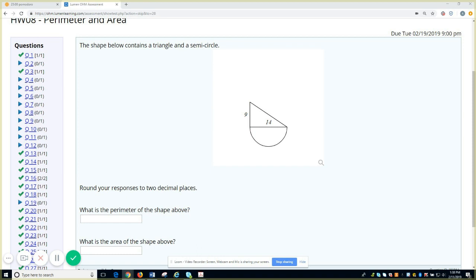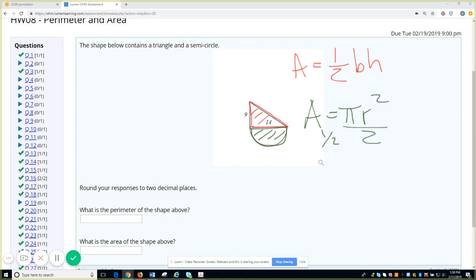Okay, so for the area, we need to know the area formula for the triangle. So the area for the triangle is half base times height. And then we also need to find the area of the semicircle. So the area of the circle is pi r squared, but because we're interested in the semicircle, we're going to cut that area value in half.